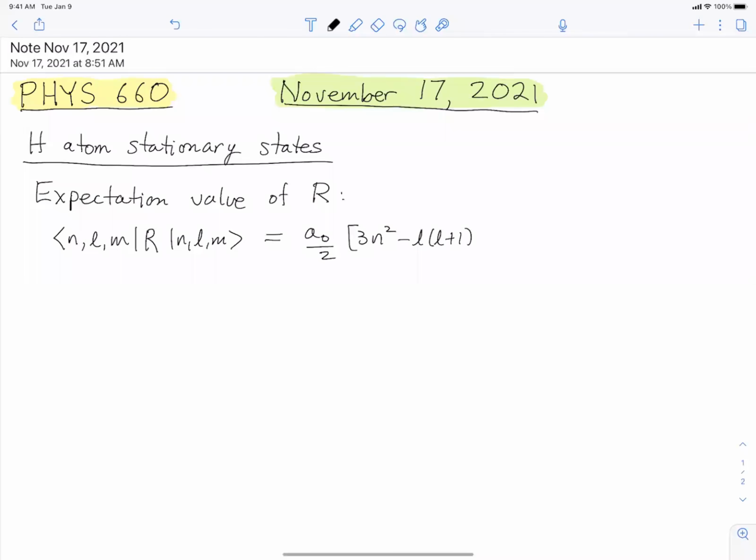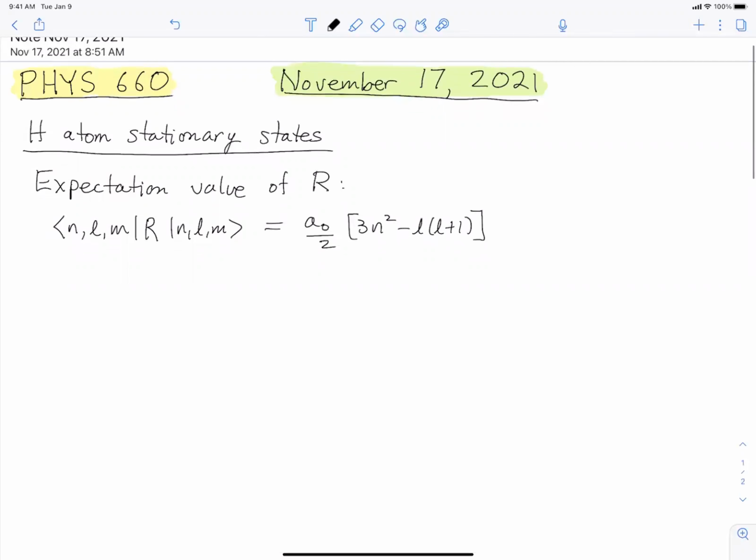L is the angular momentum quantum number. N is sometimes called the principal quantum number. And a0, remember, is the Bohr radius, which is h bar squared over the mass of the electron times the electron charge squared, which turns out to be 5.29 times 10 to the minus 11 meters.